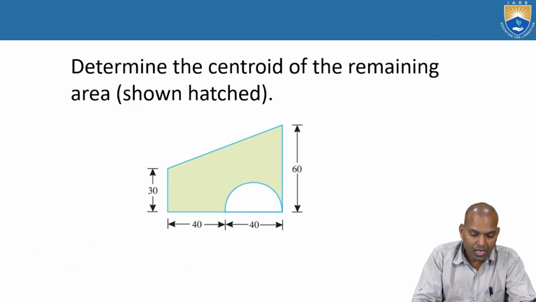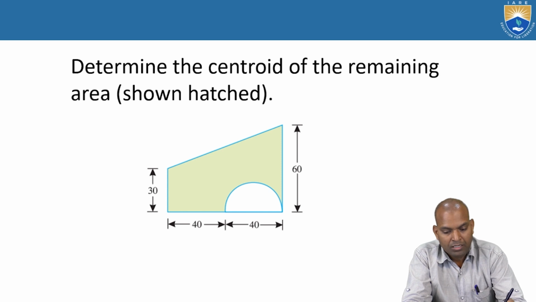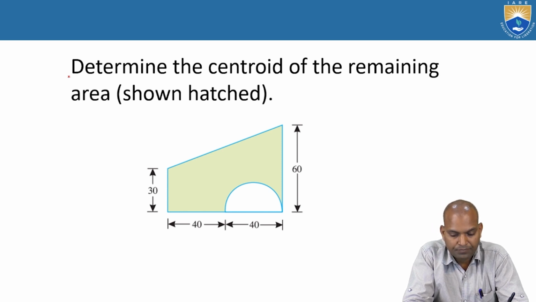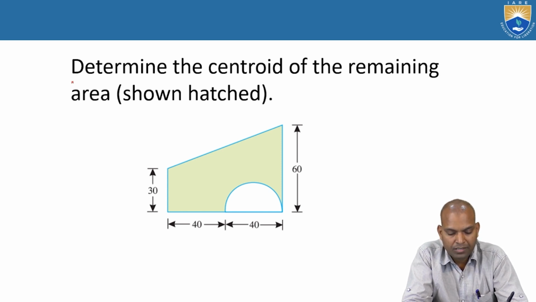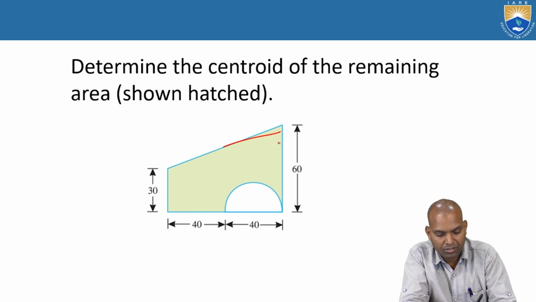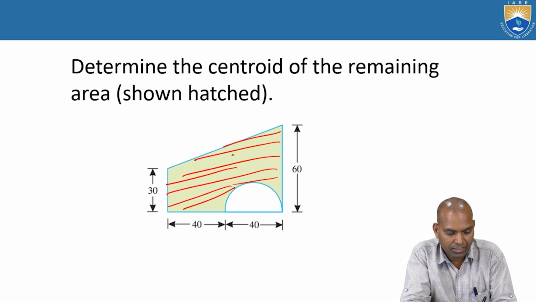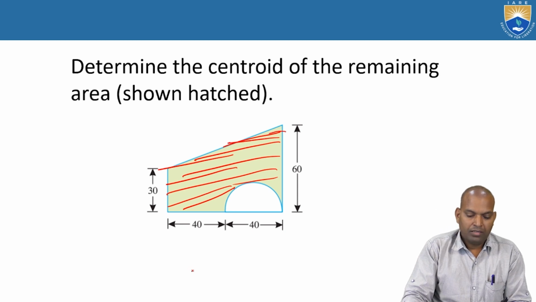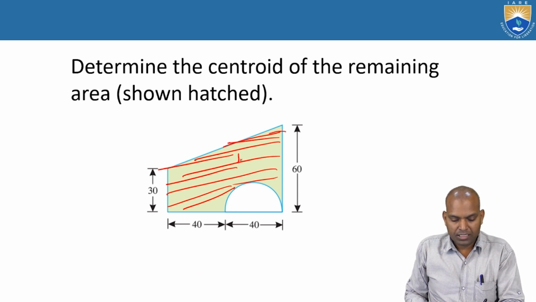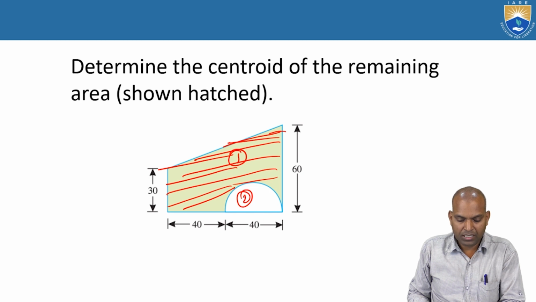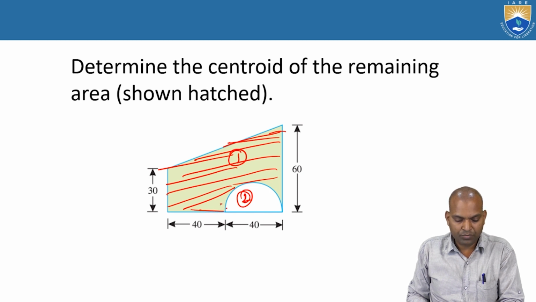Alright. Coming to the next problem. Determine the centroid of the remaining area. Here it is shown hatched. This has hatching, a different color it is showing. So we consider it a section 1, subtract from this section 2, then we will get this hatched portion.